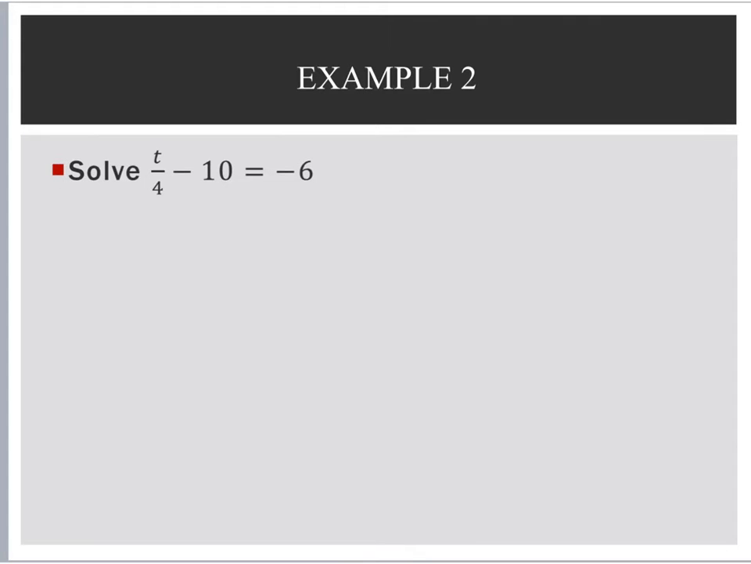Example 2 says to solve t divided by 4 minus 10 equals negative 6. Again, I'm going to start out by getting the variable piece by itself. In this case, I have t divided by 4. I need to get that by itself before I can go ahead and solve for t. To do that, I need to undo the subtraction of 10, and I undo subtraction with addition. So I add 10 to both sides.